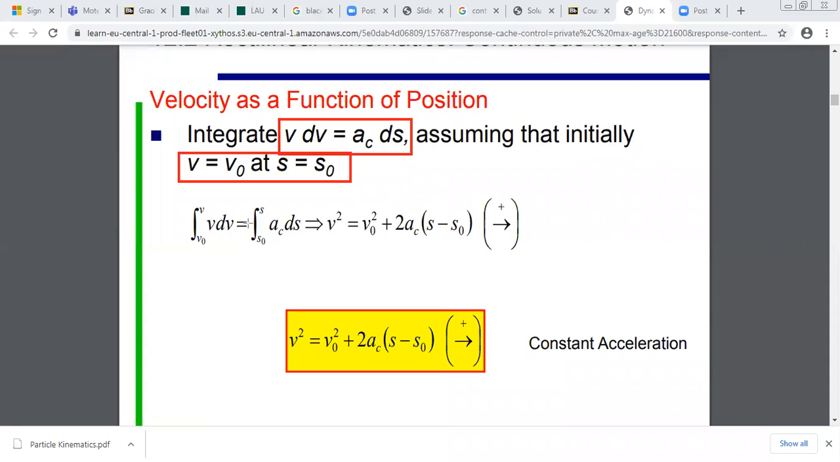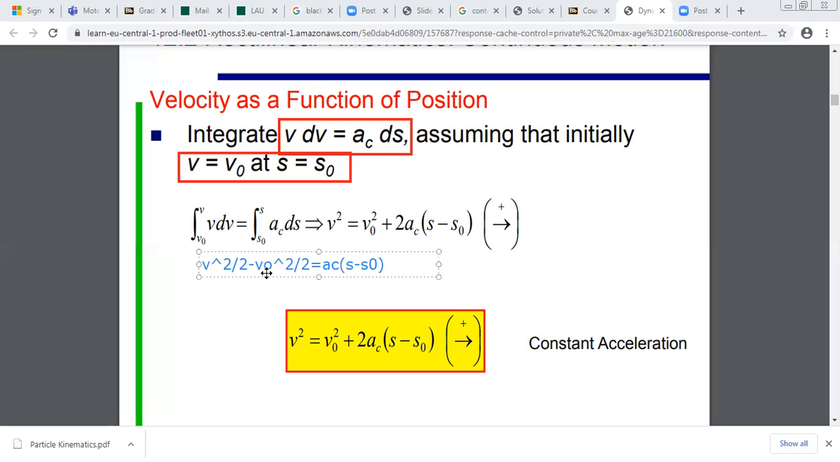The integration of v dv will give me v square over 2. Okay, so here if I write the integration, it's v square over 2 between which boundaries? Between v and v0. So it's v square over 2 minus v0 square over 2 equals, from the other side, I have AC. Because AC is constant, I can take it outside of the integration. So I have AC integral ds, so it's AC times s minus s0.